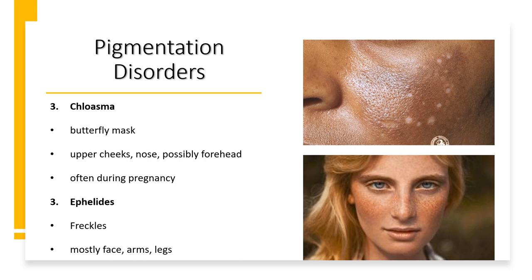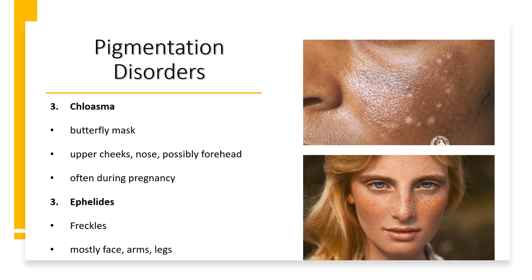Continuing with pigmented disorders, chloasma is a butterfly mask on the skin at the upper cheeks, the nose, possibly the forehead, particularly during pregnancy. This chloasma, this pattern might arrive. So that's chloasma, a butterfly mask, usually in pregnancy.